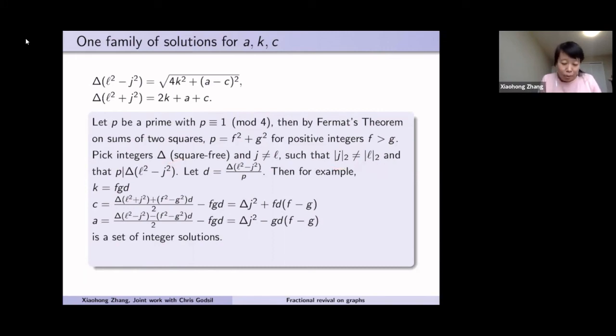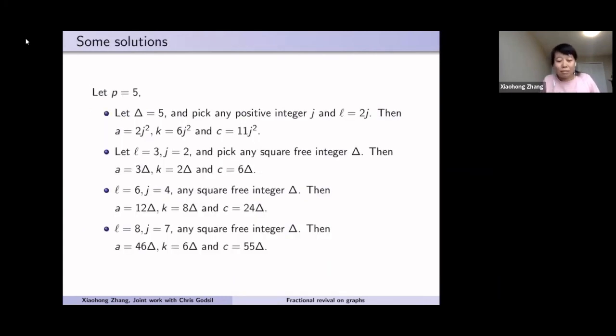For example, this can be just one family of solutions. We restrict G and L, this is just to make sure A is less than C, which we assumed without loss of generality. If A equals C, the two vertices are cospectral. And this can make sure A and C are positive. So just by taking p equals 5, we can already have so many solutions. Of course, there are many other options for p.